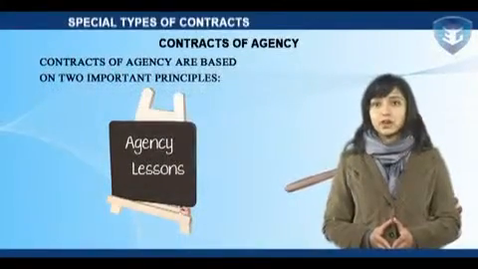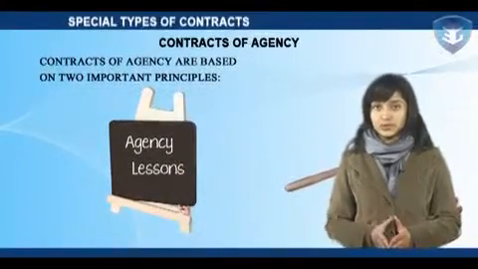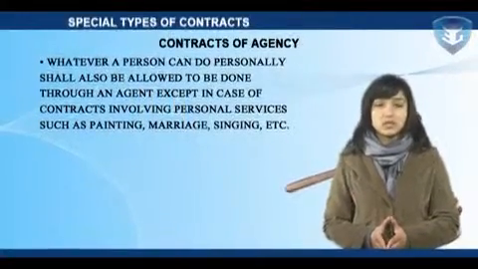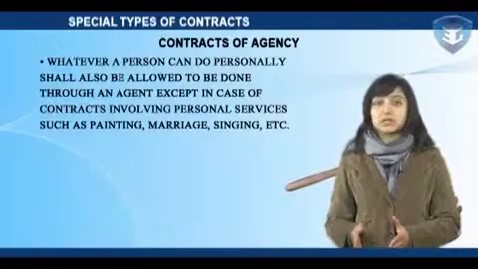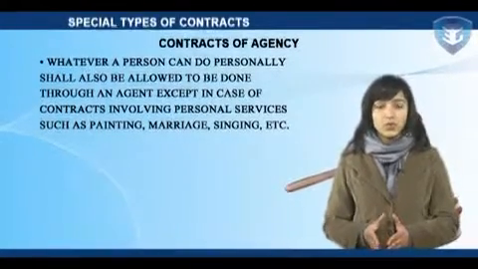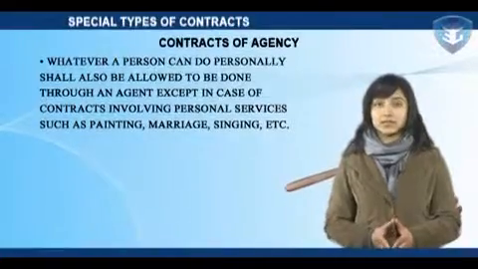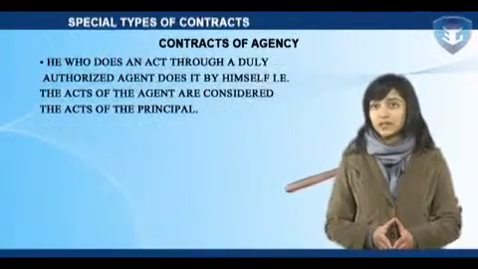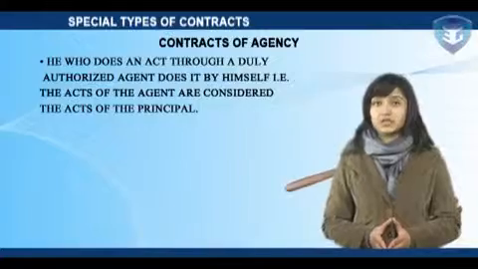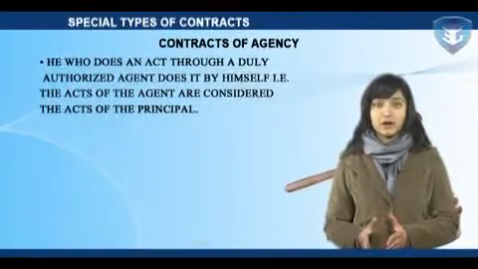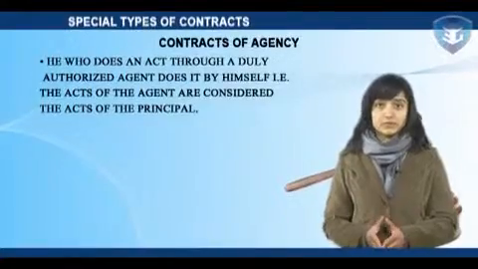Contracts of agency are based on two important principles. Whatever a person can do personally shall also be allowed to be done through an agent, except in case of contracts involving personal services such as painting, marriage, singing, etc. He who does an act through a duly authorized agent does it by himself. That is, the acts of the agents are considered the acts of the principal.